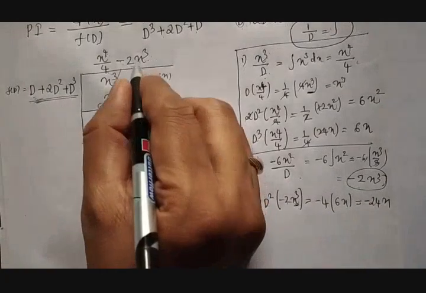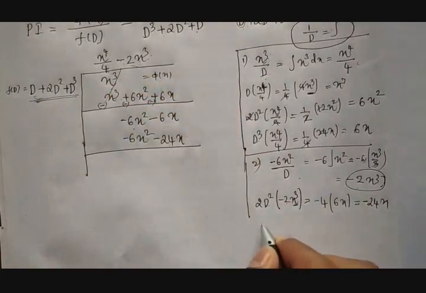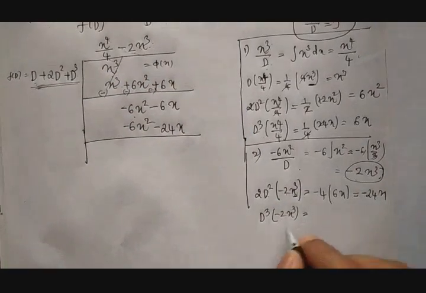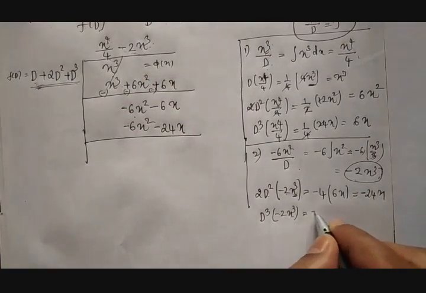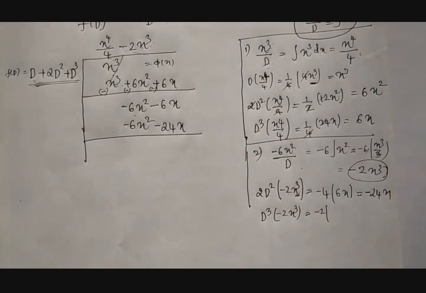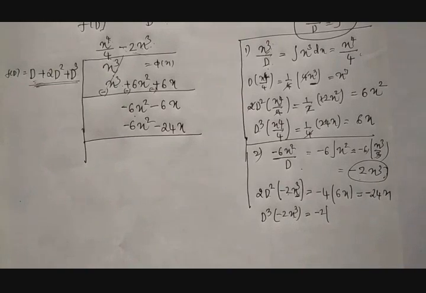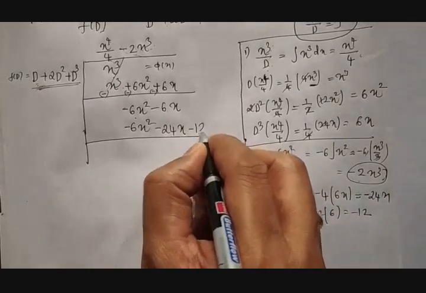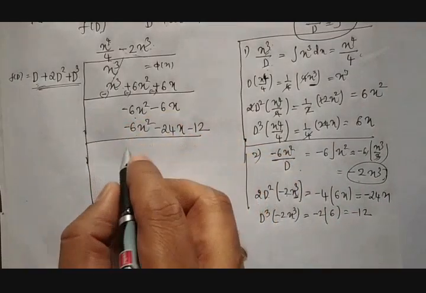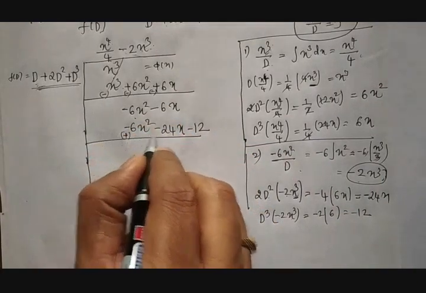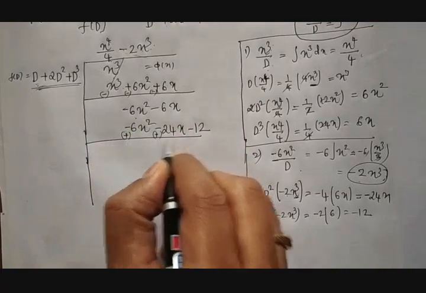Next, this into this. So D cube into minus 2x cube. So third differentiation of this will be minus 2. I take it as common term. Then third differentiation of x cube is what? First differentiation 3x square. Second differentiation 6x. Third differentiation 6. So that is equal to minus 12. That is written here. Okay. Now we take a difference of these two. This minus this. So sign will change. When we apply minus here, automatically individual signs will change to opposite sign.